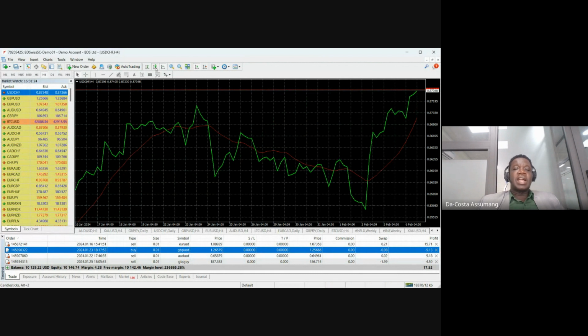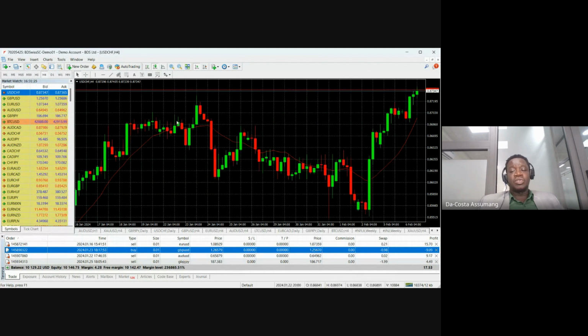We normally use the candlestick because it's popularly used. People like to use that often. So why don't we also use it to make things easy for us? Okay, all right.